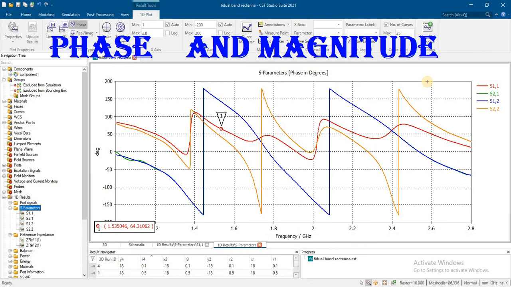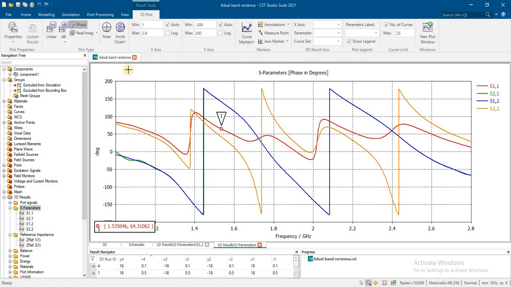Right now the band is shifting at 1.441 GHz. How can we shift this to 1.2 GHz? It starts shifting from there, and we will see the other properties of this antenna.